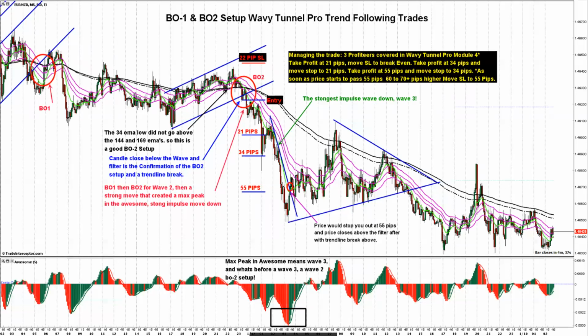He's just very methodical, and he did this screenshot. So he's labeling this as the breakout 1 in the upper left, and then look what happens to the wave, the breakout 2, but he notes that the 34 EMA low, the low purple line, did not go above the 144 and the 169 EMA. So this is a good breakout 2 setup, because we like it when the wave touches the tunnel or approaches the tunnel but doesn't completely go above the tunnel.